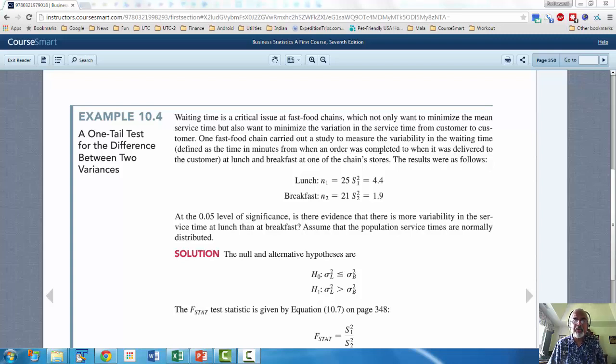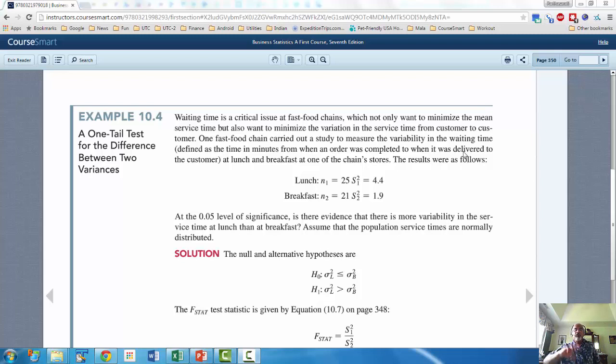We're going to look at one more example of testing for two population variances, and this time it's going to be a one-tailed test. So in this problem, we have two fast food chains. One fast food chain carried out a study to measure the variability in waiting time, defined as the time in minutes from when an order is placed and was completed and delivered. Order placement and then completed and delivered. What is the time and the variance of that time?